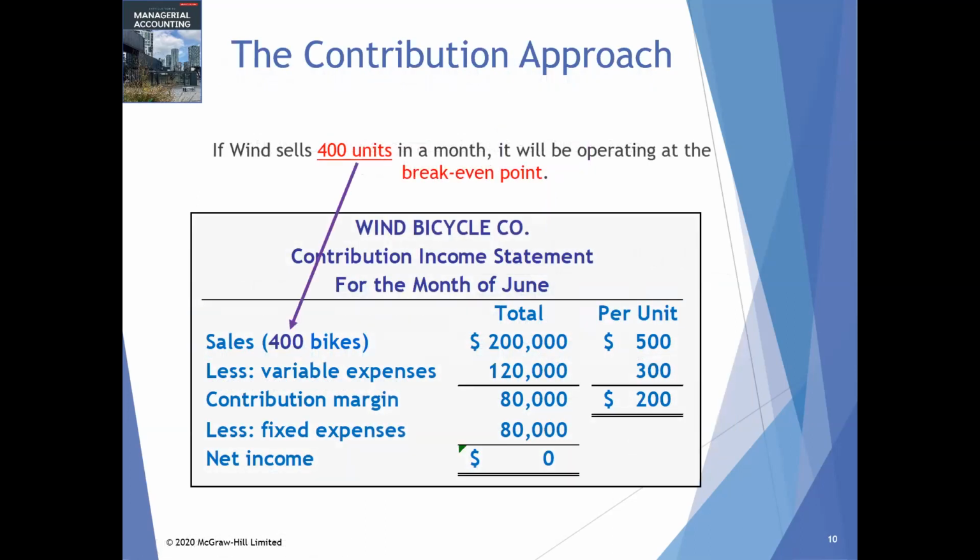Let's take an example. For example, this is the 400 units. If Wind company sells 400 units in a month, it will be operating at the break-even point. Operating means manufacturing, doing work, or running their own factory. So operating at the break-even point means no profit, no loss. This is zero income. It means the company is manufacturing 400 bikes and just covering all the expenditures. That's it. Net profit is zero.